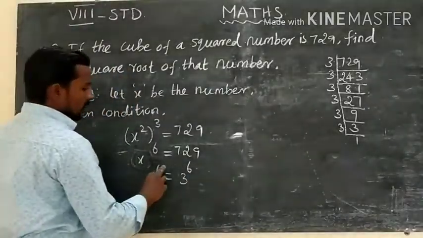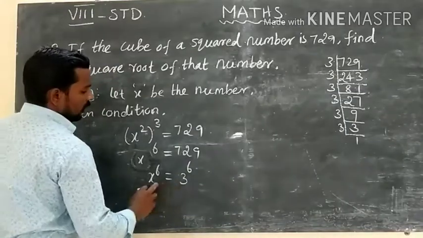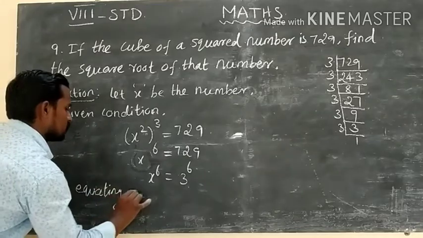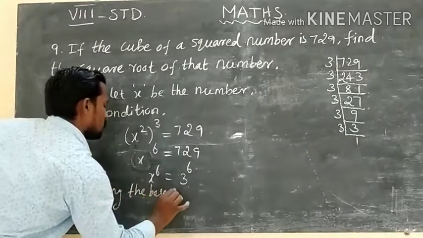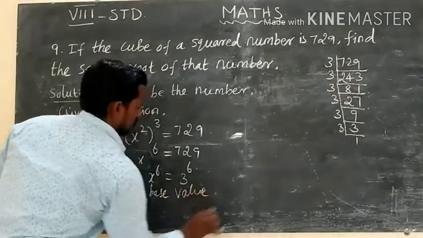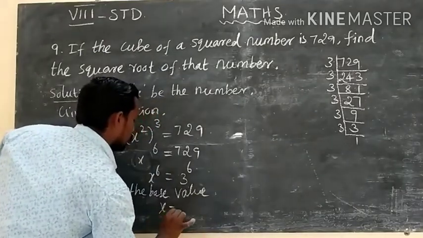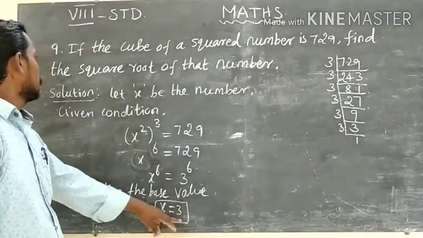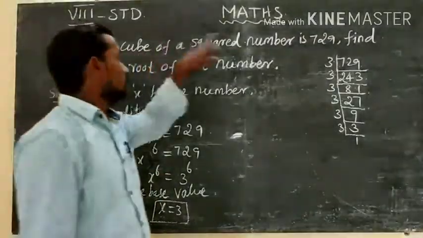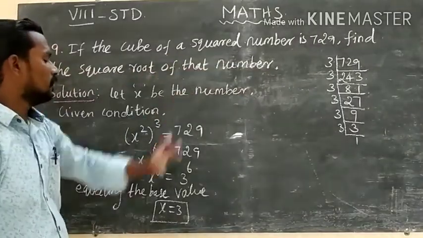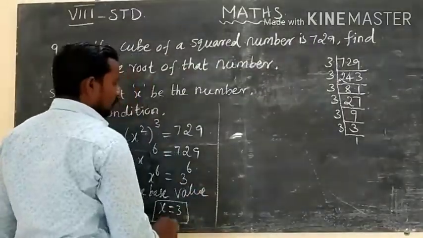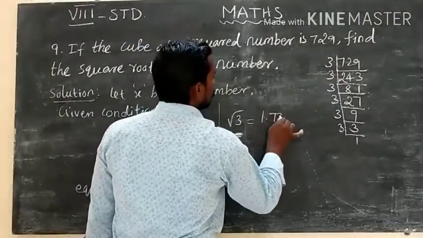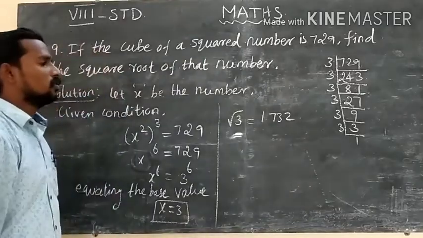So compare the powers, they are equal, so equating the base, x is equal to 3. The square number is 3. This is our question: then find the square root of that number. The square root of 3 is directly 1.732. This is your answer.